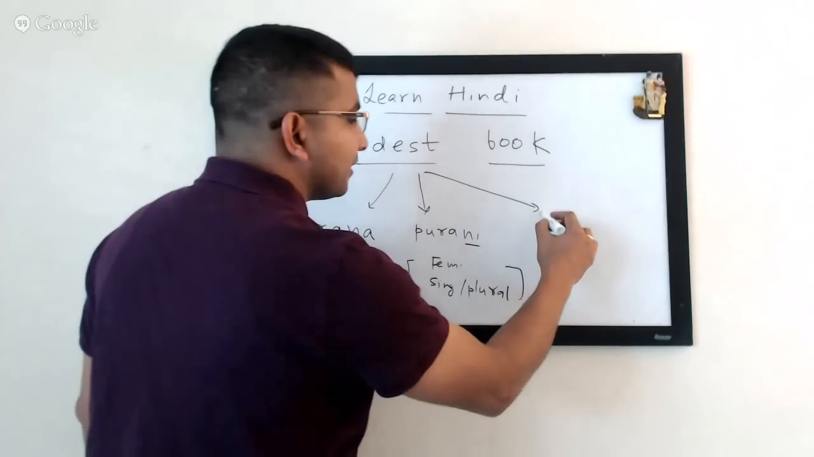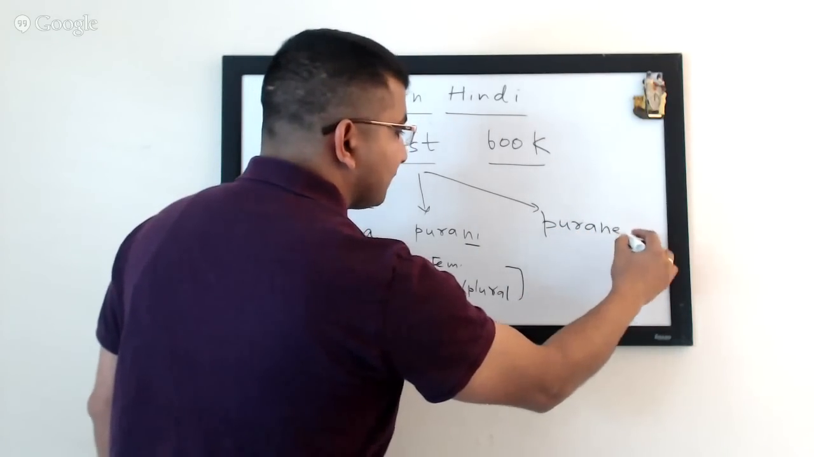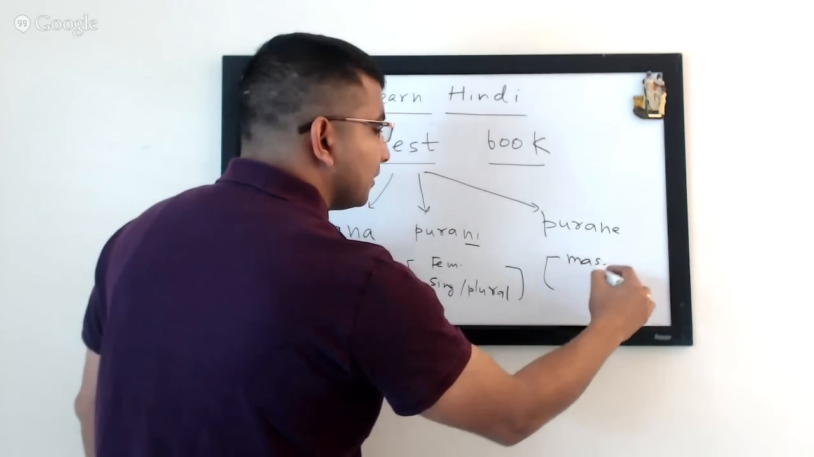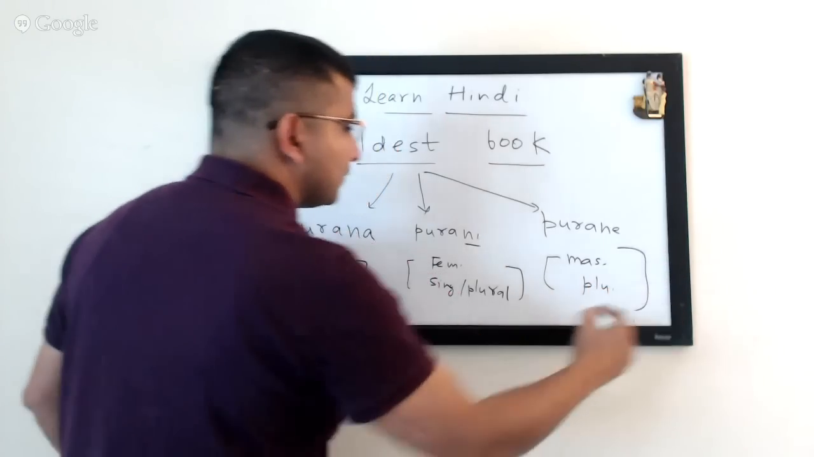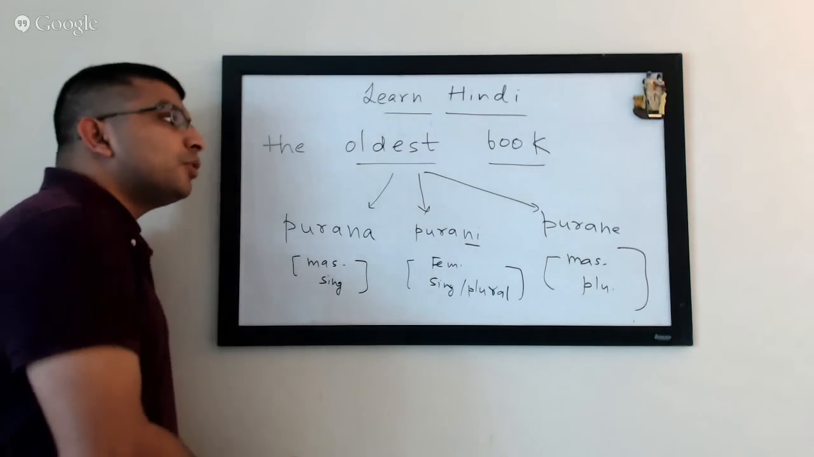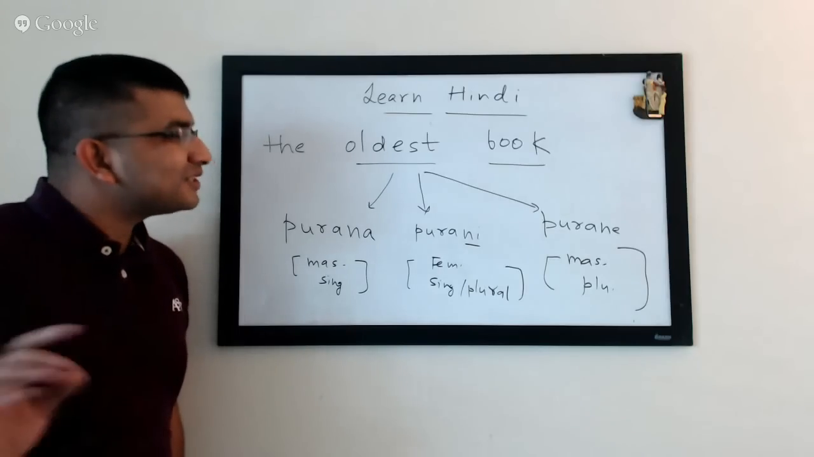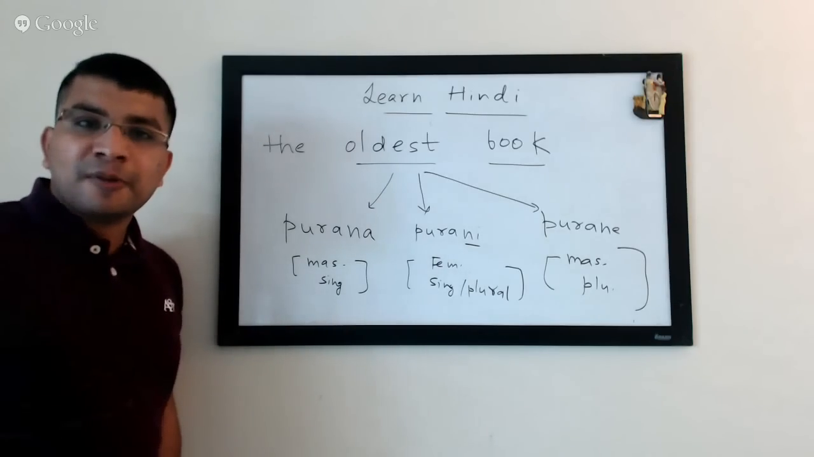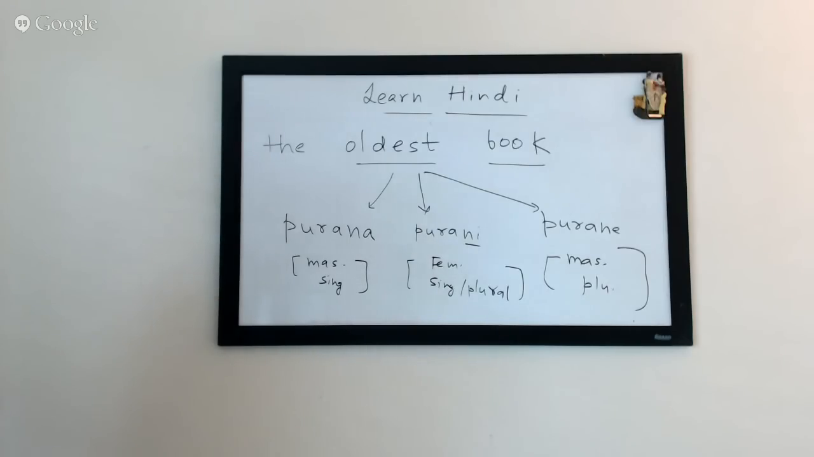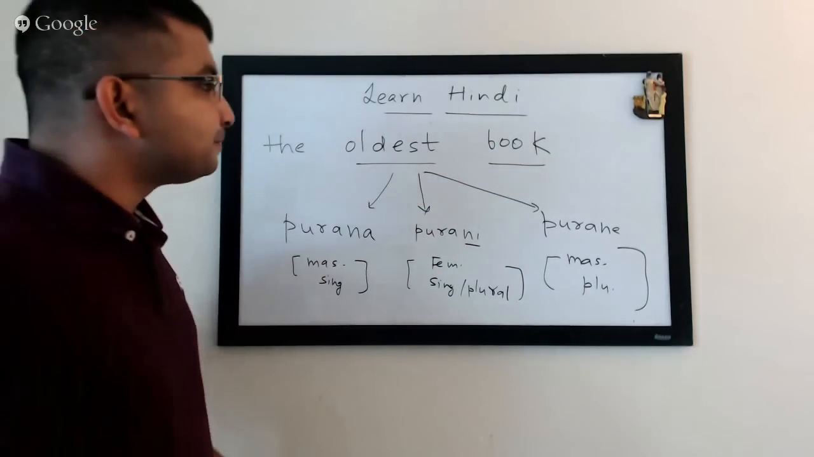Or Purane. Purane is if it is a masculine plural, right? In this case, it's book, oldest book. Now, let's say you don't know. First, let me ask you, what do you think it is? Is book masculine or feminine? So I'll take a pause here and see what you guys think. Whether book is masculine or feminine in Hindi. Very good. So it is feminine in Hindi, right?